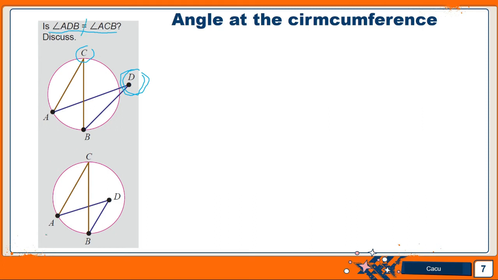If you look at the second circle here, is angle ADB equal to angle ACB? No, right? Because angle ADB here doesn't touch the circumference at all. Therefore, this one we cannot consider an angle at the circumference. So angle ADB is not equal to angle ACB.